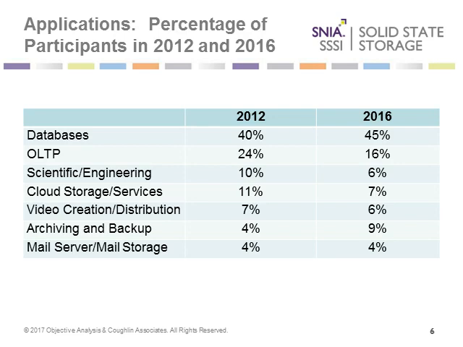Online transaction processing was interestingly more significant in 2012 than it was in 2016 among our participants, went from 24 to 16%. Science and engineering type work went down a little bit from 10% to 6%. Cloud storage and services went from 11 to 7%, and video creation and distribution 6%, about the same. And archiving and backup actually increased from 4% to 9%. And the mail server and mail storage ended up being about the same. So these were the primary percentages of the primary applications from the survey. Let's go to the next slide.